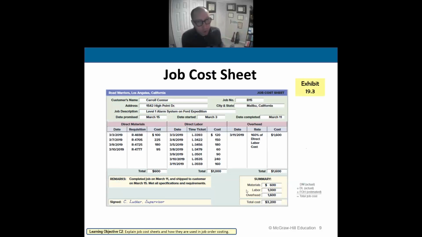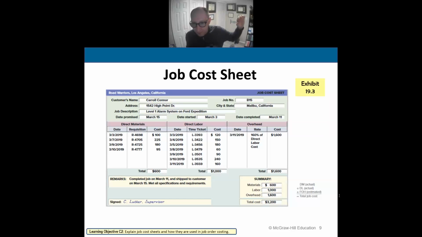The job order cost sheet is unique to each individual customer order, the job, right? That's why it's called a job order cost sheet. I'm tracking all of the materials I've used, all of the labor I've used, and all of the overhead I used for that particular job.